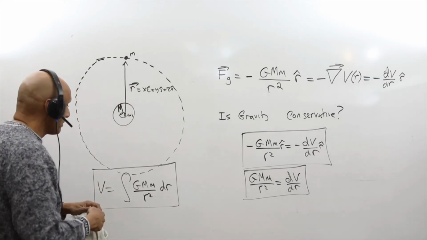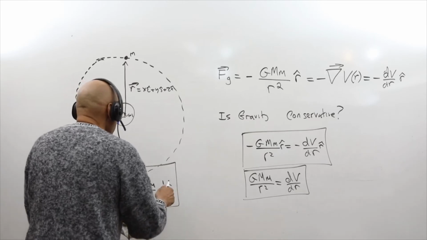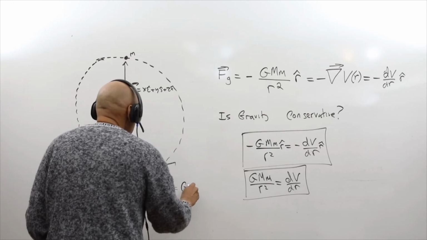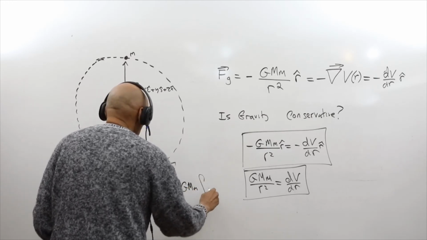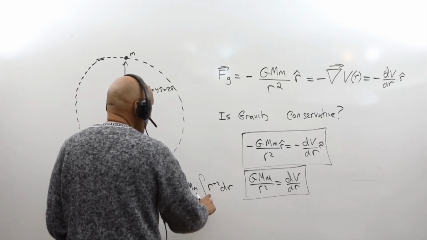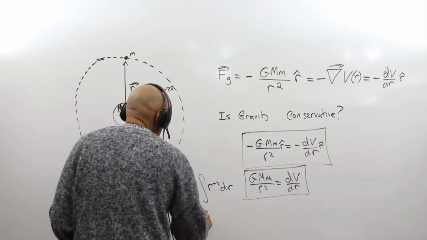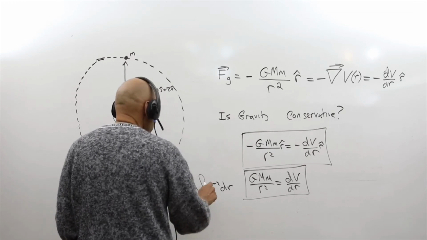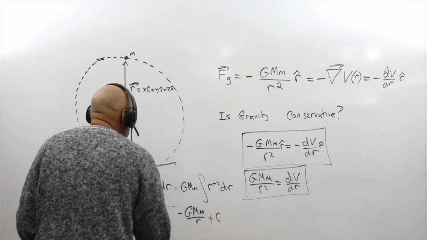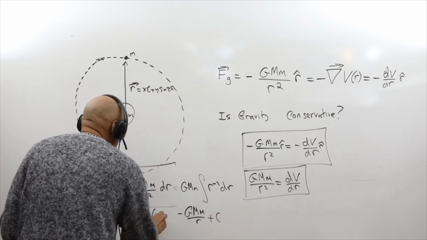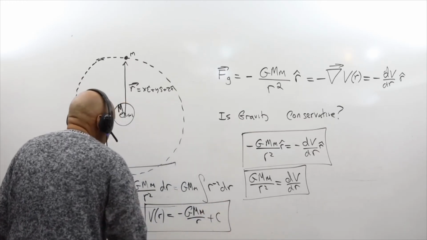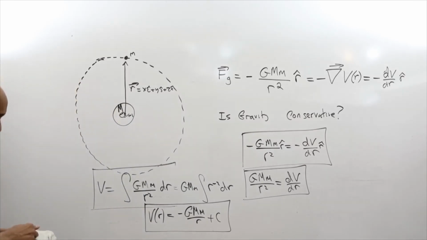So let's calculate G M m over r squared. I'm doing these steps in slow detail to make sure you understand. So this is really G M m, the integral of r to the minus 2 dr. We increase the power by 1 and divide, so we're left with G M m with a minus, because we divide by minus 1, over r, plus a constant. So our potential is given by V at r equal to negative G M m over r. And this is a starting point.